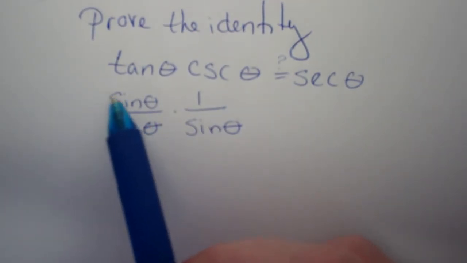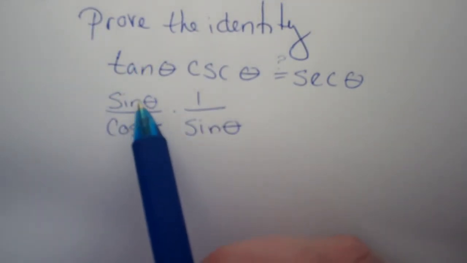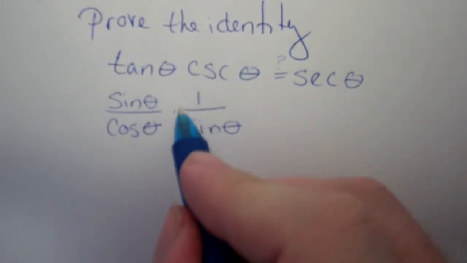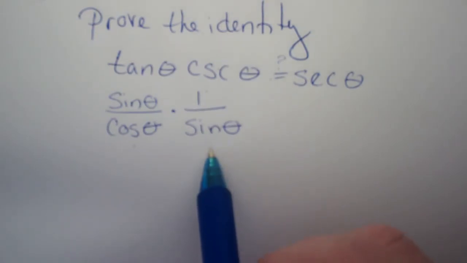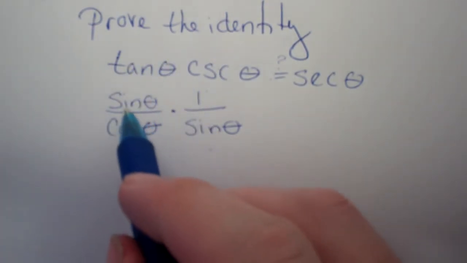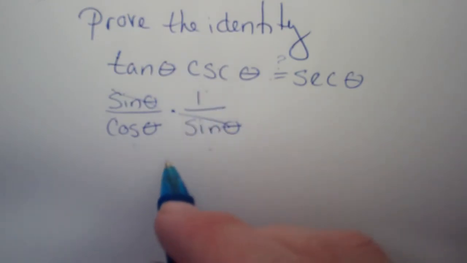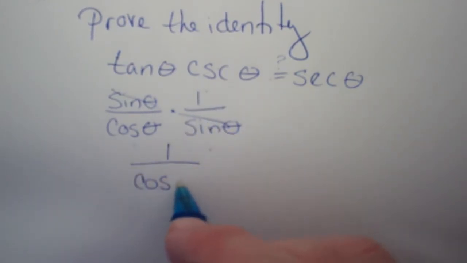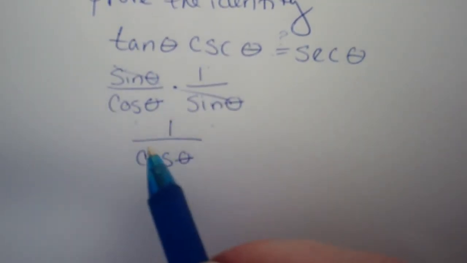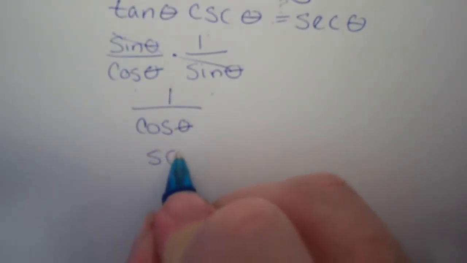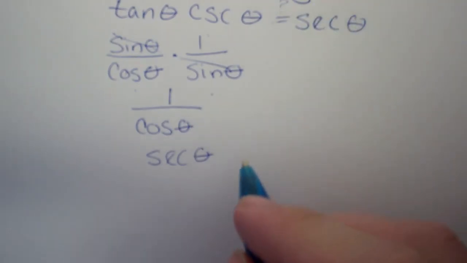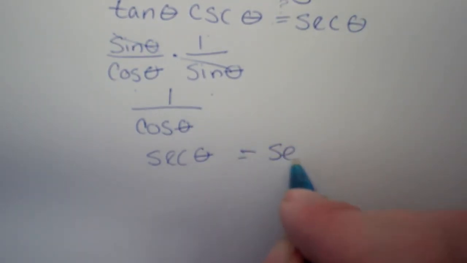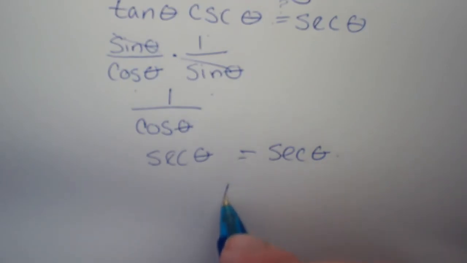So, after you change the tangent of theta into the sine of theta over the cosine of theta, times the cosecant of theta, which is the same thing as 1 over the sine of theta, these sine thetas cancel out. We end up with a 1 on top over the cosine of theta, and 1 over the cosine of theta is just another way of writing the secant of theta, which is what we were aiming for. So the secant of theta is equal to the secant of theta, and this is a successful proof.